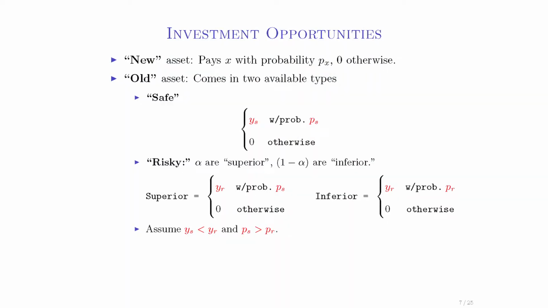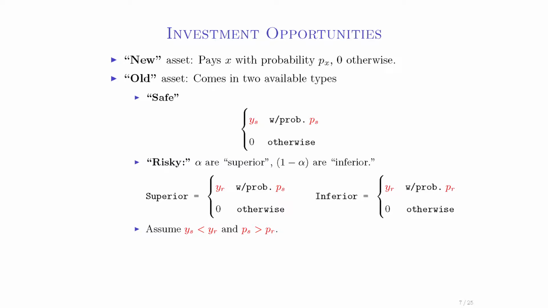So what about the investment opportunities? It's going to be very simple. There's going to be two assets in this economy, one new asset and the old asset. All of them will be stochastic. A new asset pays X with probability Px and 0 otherwise. This is going to be like a dummy asset, you're going to see. It's not that important. The interesting one is the old asset, because the old asset comes in two types. There are safe assets and risky assets. Think in boxes, okay? It can be a safe box and a risky box. The safe box pays YS with a probability PS and 0 otherwise.